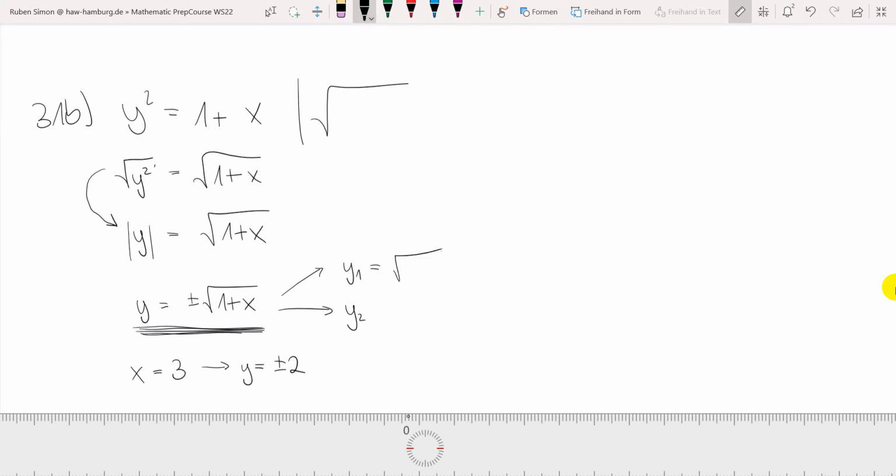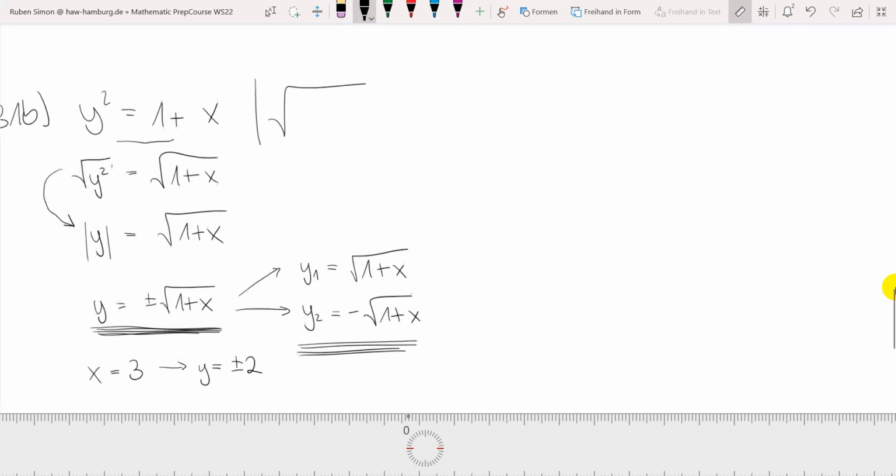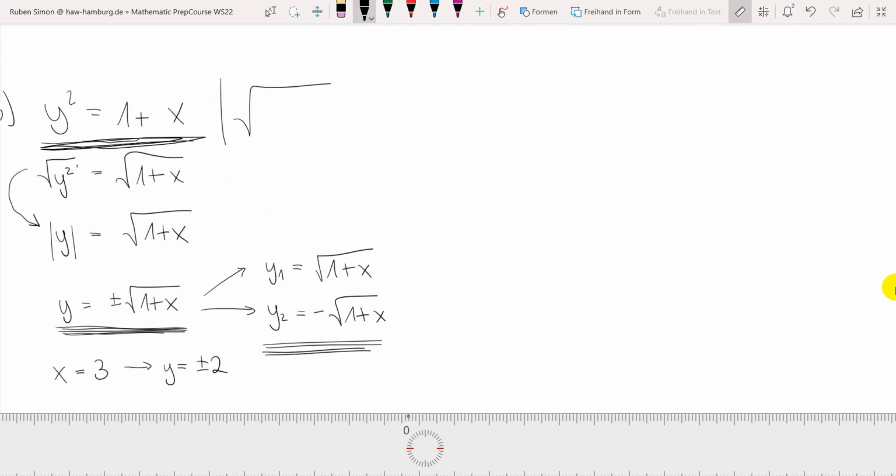So our first function will be y equals square root of 1 plus x, and the other one will be negative square root of 1 plus x. And this is your actual solution. As you see, this original term does not represent just 1, but 2 functions. So it's a short way to represent 2 functions in one equation.